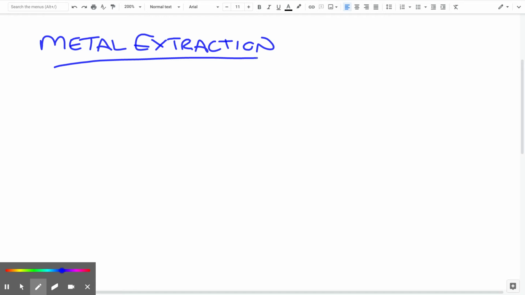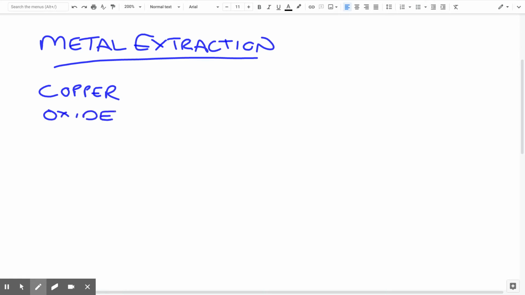Okay, so in this clip, we're going to look at metal extraction in terms of displacement or smelting reactions. We're going to look at copper oxide in the first example, and we're going to react this in its common way with carbon, charcoal. And looking at this reaction, we're going to try to produce copper metal.